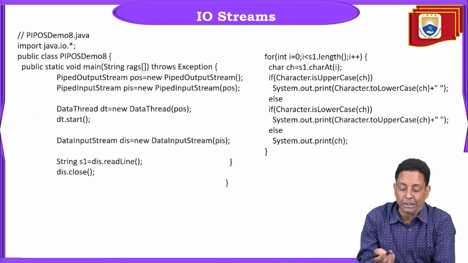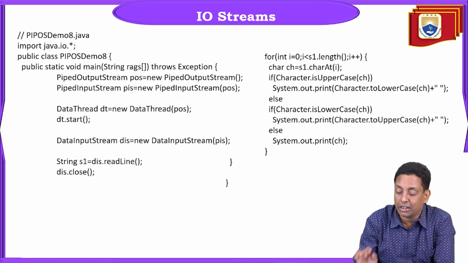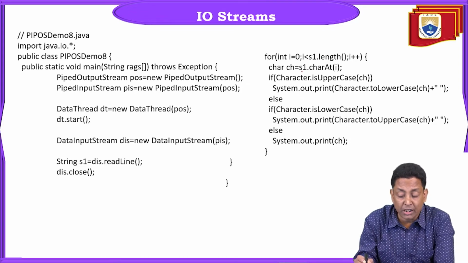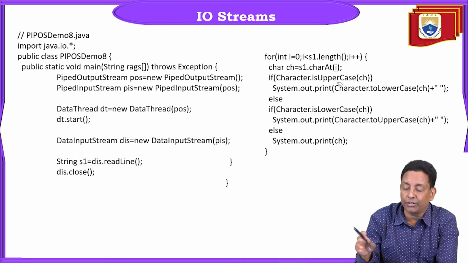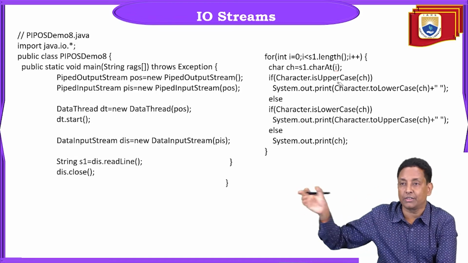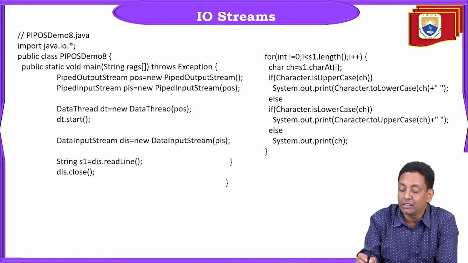To add some extra logic, what we have written is: we are finding the length of the string, s1.length, for i = 0; i < s1.length; i++. From the string, we are retrieving each and every character using an index. The String class has a method called charAt. In the charAt function, if you pass 0, 1, 2, 3, 4, 5, 6, 7 like that, the character at each index will be returned, ch.